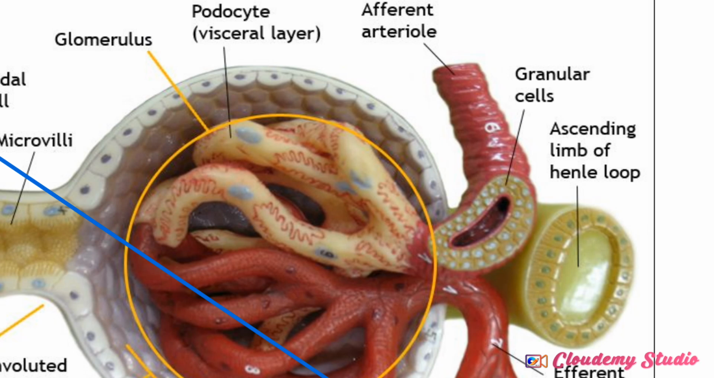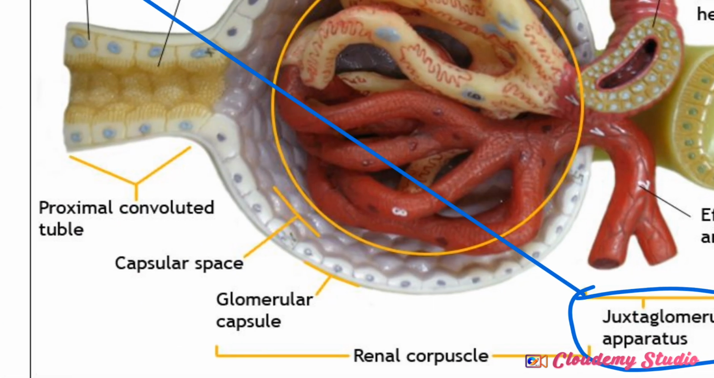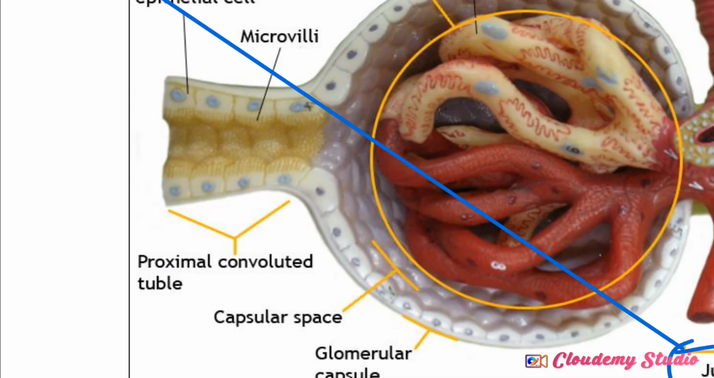You understand? So after the filtration has happened, the filtrate, we call it filtrate, not urine yet, is going into the proximal convoluted tubule. And I told you that 75% of the reabsorption occurs in the proximal convoluted tubule. And the reason why it occurs there is because of the brush border. You understand?